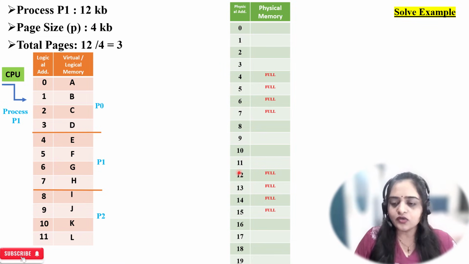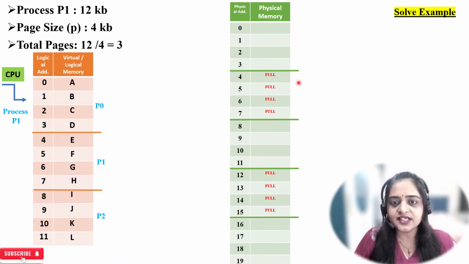Got it? Now on the other side, physical memory. Physical memory means random access memory, RAM, in your system, right? So there are 2 columns, physical address and physical memory. We are assuming that the physical memory size is a total of 20 KB in your system. Got it? Now, as we discussed earlier, page size is exactly equal to frame size. So page size is 4 KB, right? So this physical memory is again divided into 4 KB each.